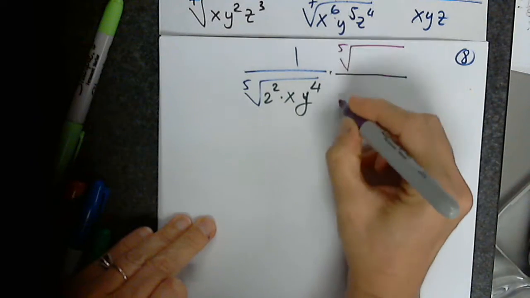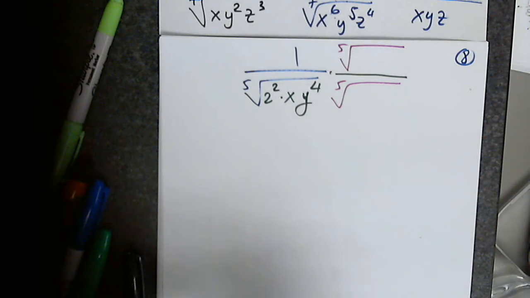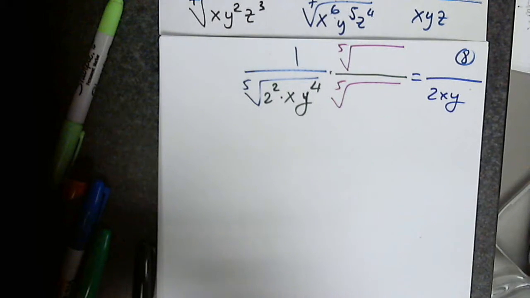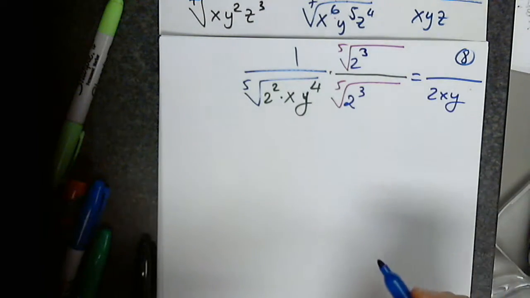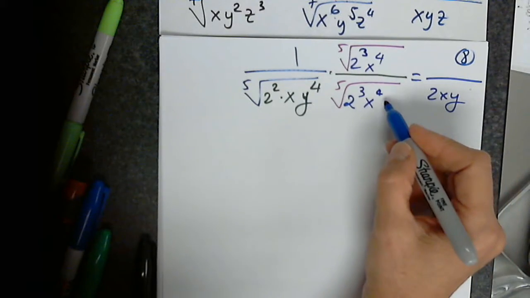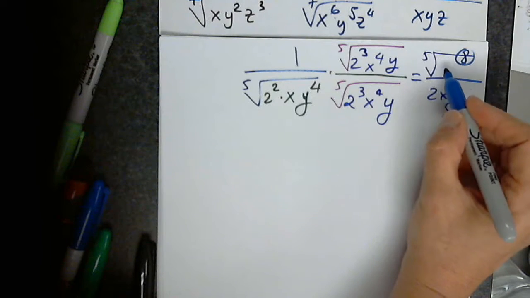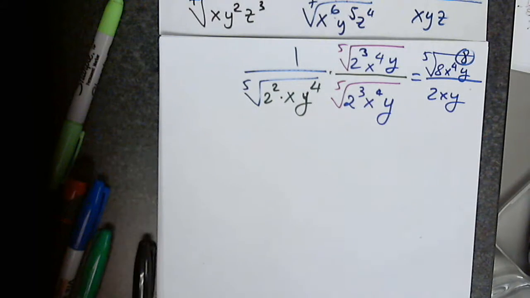Of course, it has to have the same index, because otherwise I get into big trouble. Big hassle. So in order to finally get 2xy, what do I need? 2 to the, exactly, both top and bottom. I need x to the 4th top and bottom, and I need y. So the numerator will be the 5th root of 8x to the 4th y, and the denominator is 2xy.